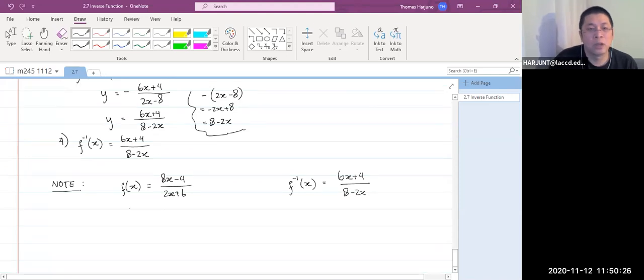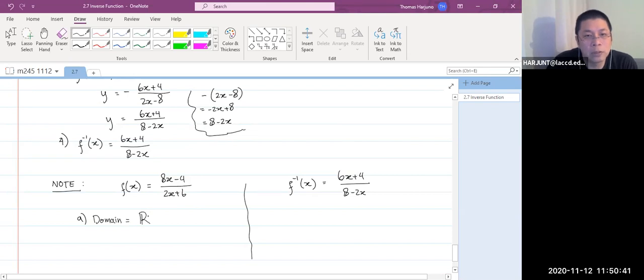Now, the things that I would like you to pay attention to. The first one is the domain. What is the domain of this function? The domain of this f(x). That will be all real numbers except when 2x plus 6 equals 0, right? 2x is negative 6, x equals negative 3. So the domain is all real numbers except negative 3. That's the domain.